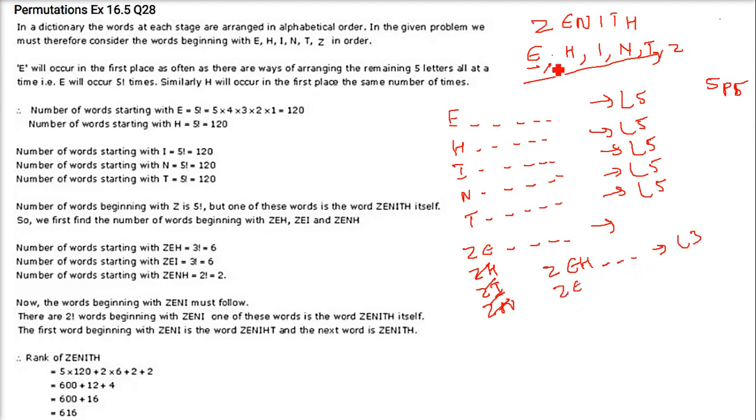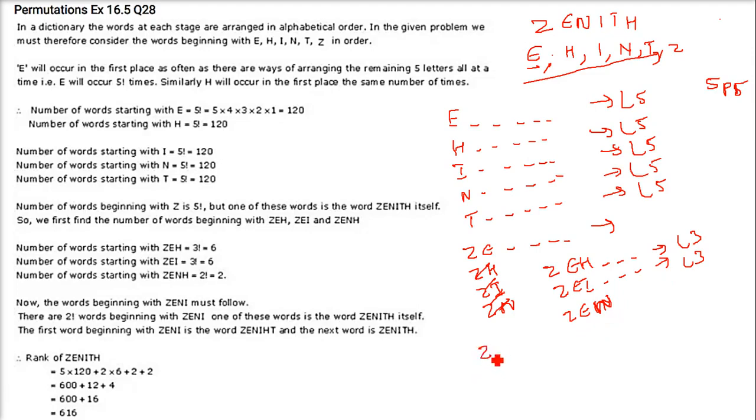Now Ze, after H, what will come? Zei, factorial 3. Now N will come. Sorry, H is already done. H we have taken. I we have taken. Now N, so Zen. Now are we going to make formations? No. Why? Because zenith is going to come after this.